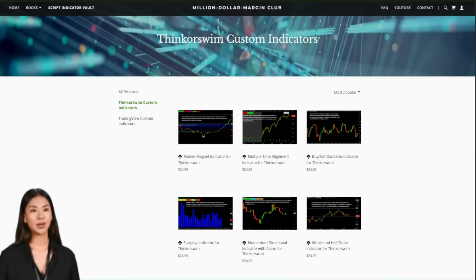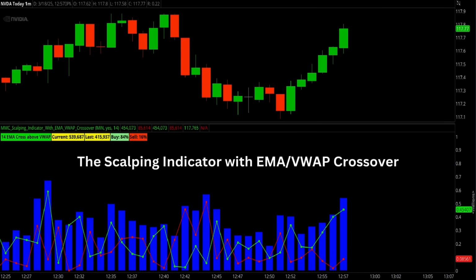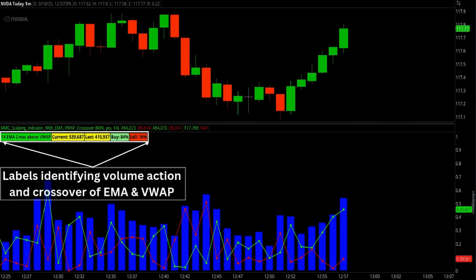Nigel Ashcroft breaks down the first of our studies, voted number 1 by professional traders. The Scalping Indicator with EMA VWAP crossover is a visual tool designed to help traders spot momentum and volume shifts instantly. This custom-designed indicator displays instant information that tracks buying and selling volume and momentum as it occurs, allowing traders to take advantage of short-term price movements as they happen.